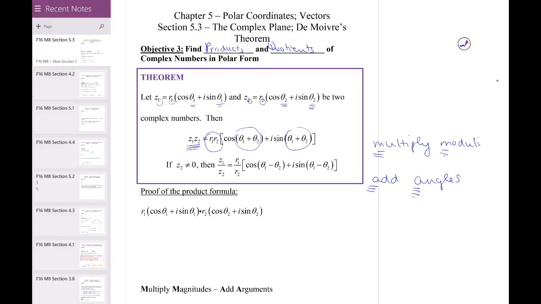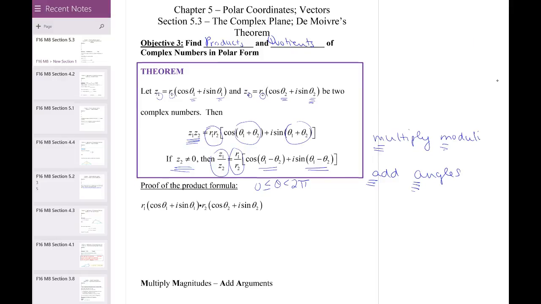And then as long as the second complex number is not the number 0, you can find the quotient by finding the quotient of the moduli and the difference of the angles. Now this theta, remember, always needs to be between 0 and 2 pi. So if when you add or subtract, you're not in that range, you need to adjust and give the angle its name that is between 0 and 2 pi.